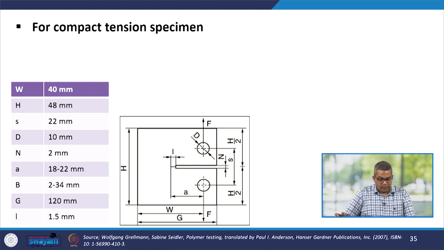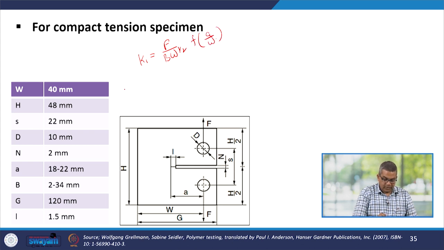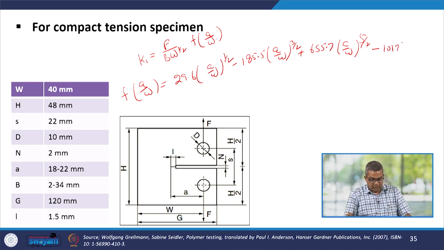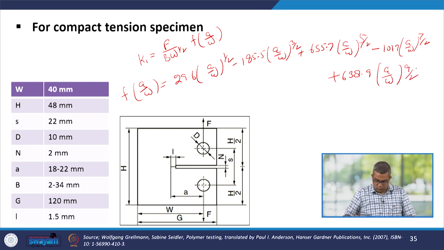Now, if we talk about the compact tension specimen, this K1 becomes F over B W to the power half times F A over W, where F A over W can be represented as 29.6 A over W to the power half minus 185.5 A over W to the power 3 by 2 plus 655.7 A over W to the power 5 by 2 minus 1017 A over W to the power 7 by 2 plus 638.9 A over W to the power 9 by 2.